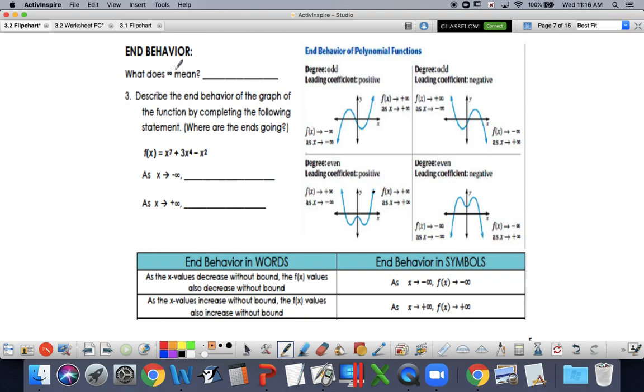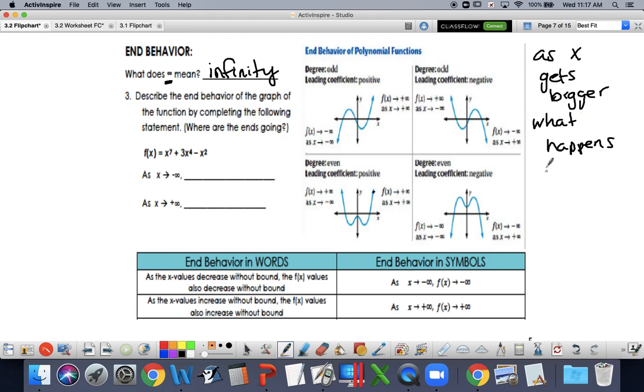So first off, what's this little symbol mean? We've been talking about it already, but I want to make sure you have it in your notes. It means infinity. It's just a number 8 on its side. So what we do when we explain the end behavior of functions, we say, well, as x gets bigger, what happens to my y value? As x gets bigger, what happens to y? That's really all end behavior is.